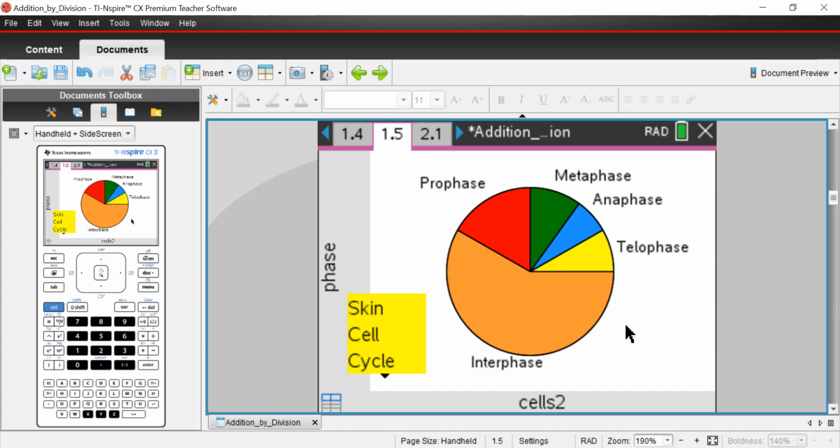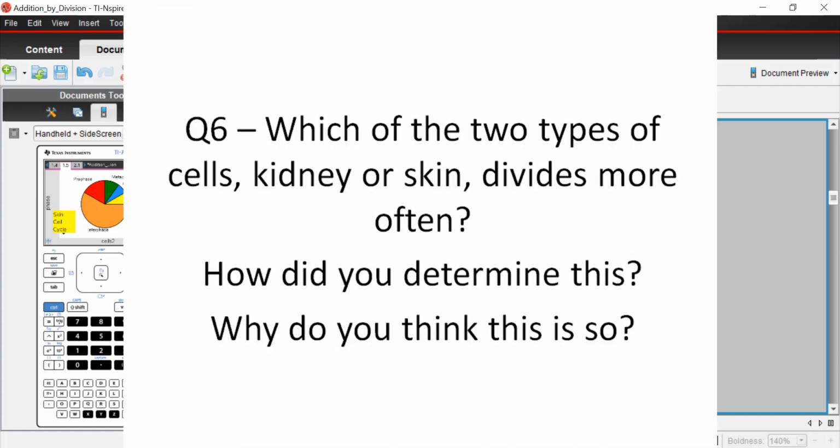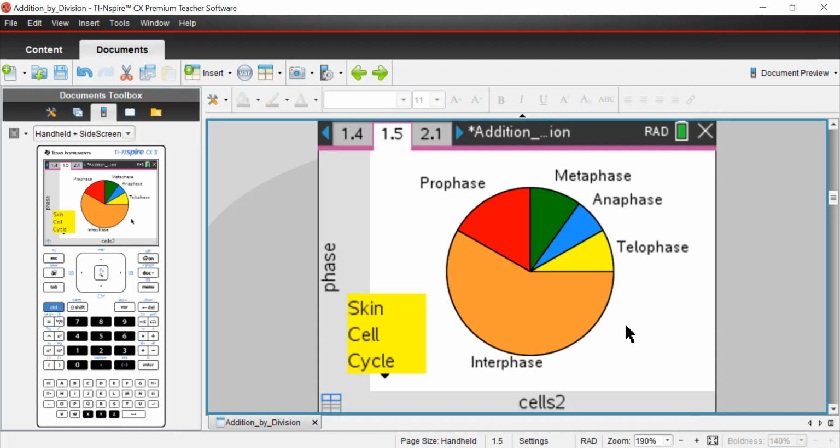All right, another question here: which of the two types of cells, kidney or skin, divides more often? How do you determine this? Why do you think this is so? So you can pause it here, think through this a little bit, and then start the video back up, but I'm going to keep going.